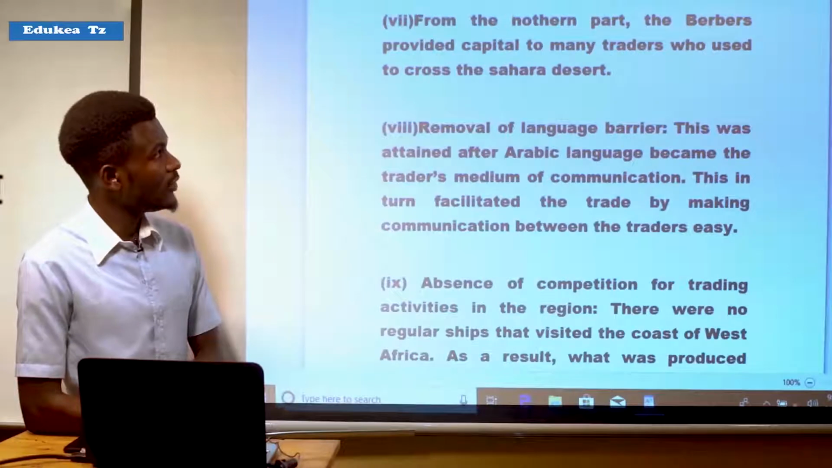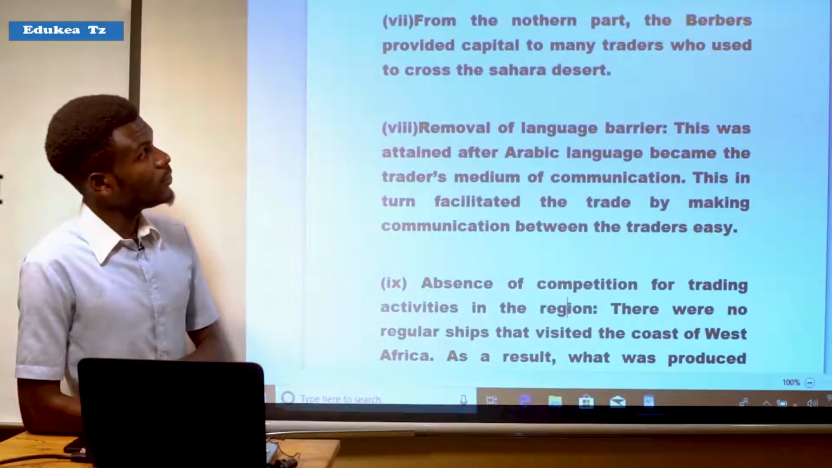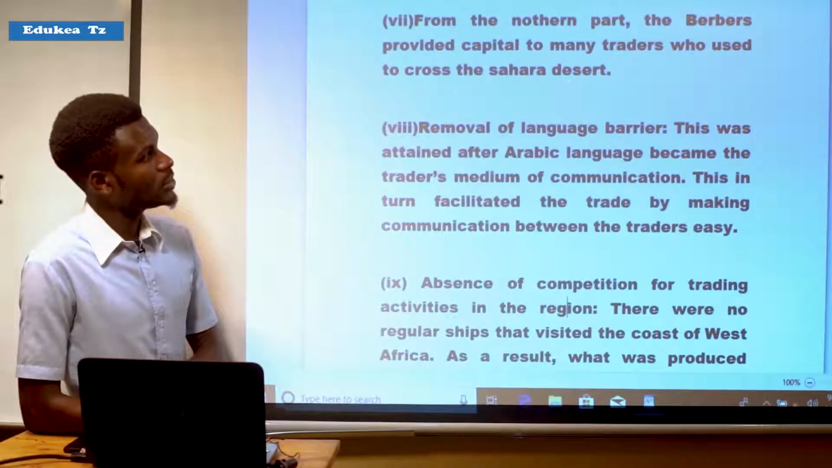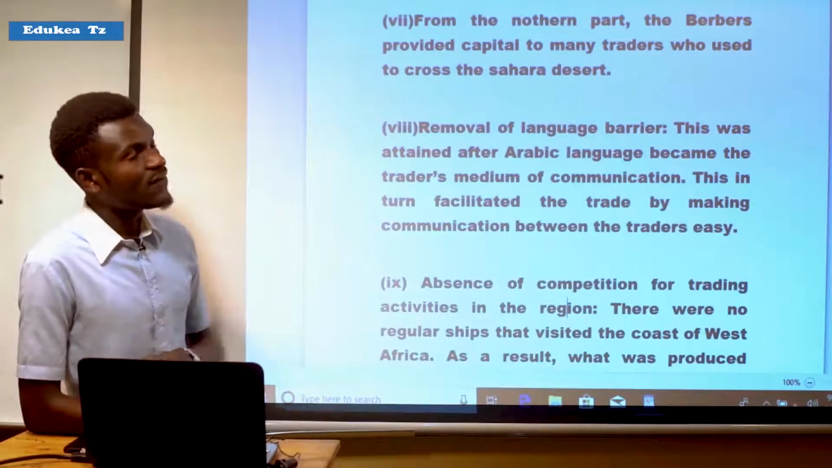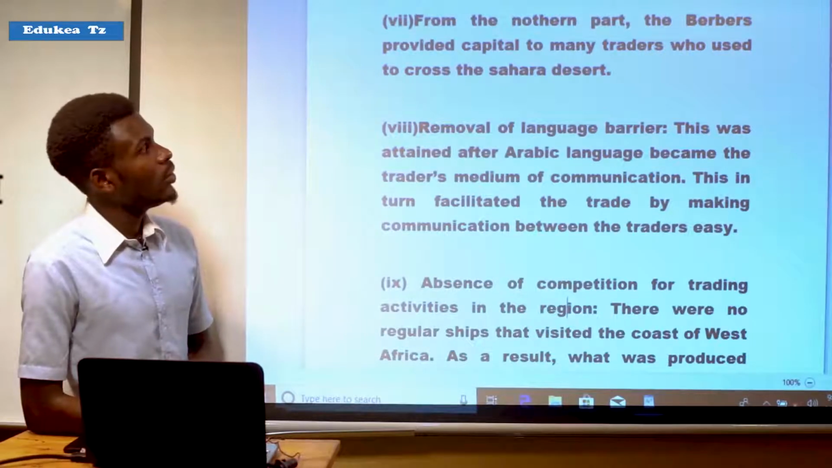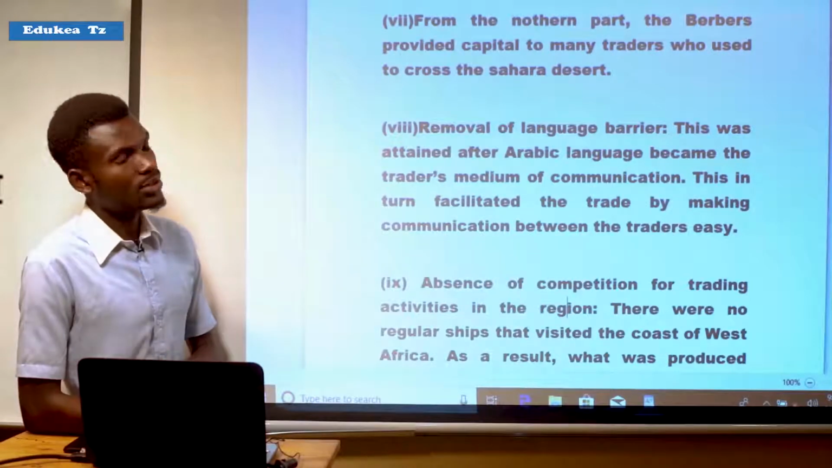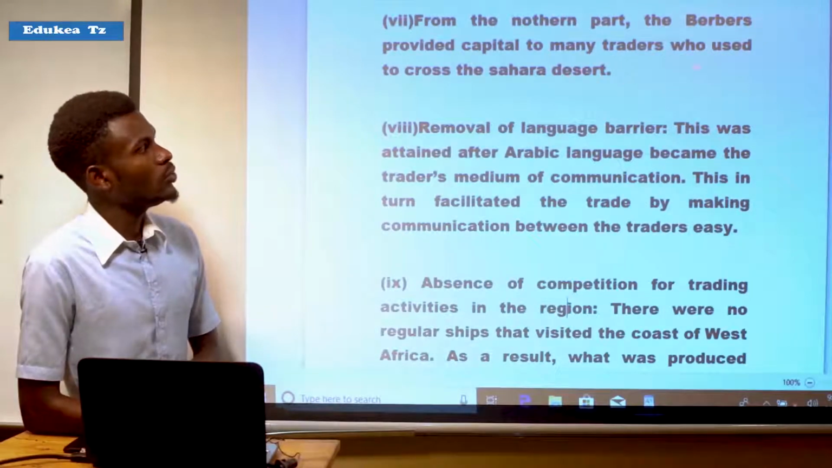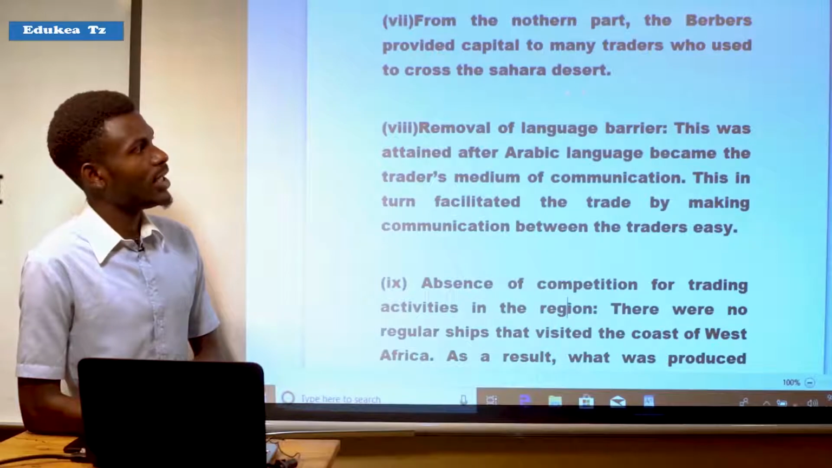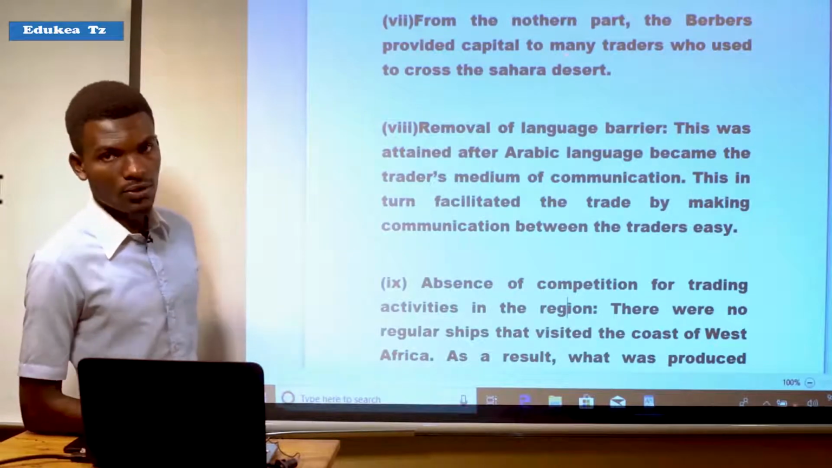That was factor number 6. The 7th was from the northern part, where the Berbers provided capital to many traders who used it to cross the Saharan desert. It means that from the northern part, the Berbers, the middlemen of that trade, provided capital to many traders who used it to cross the Sahara desert. That led to the development of the transatlantic trade.